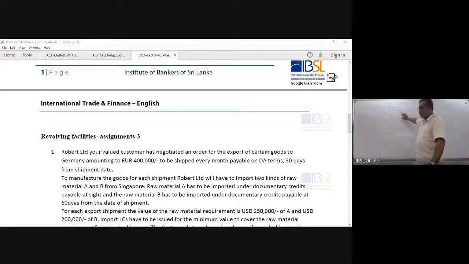Is it clear? The tenor is 90 days from the shipment date, the LC will open 4 weeks prior to the shipment date. Value of the LC is 80,000 euros, and it will take a further 4 weeks to receive the documents and goods. So that means the import leg I have plotted.